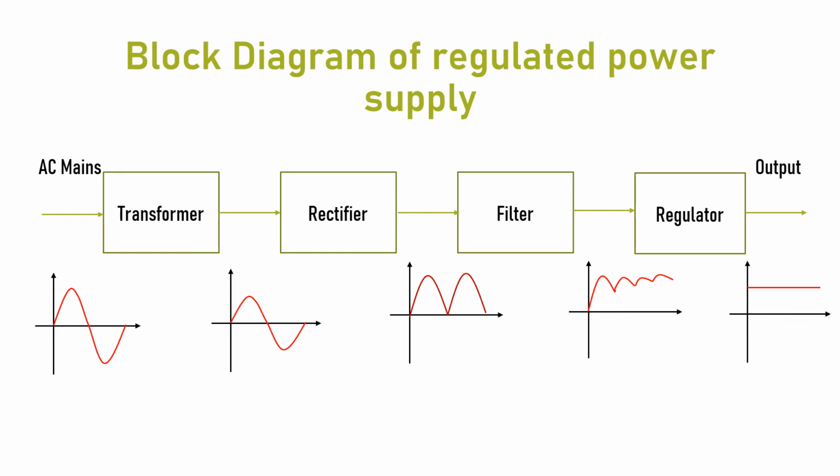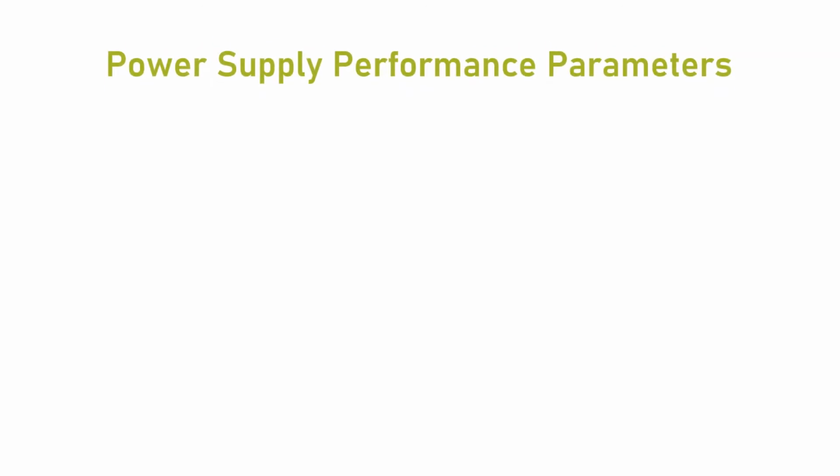We call it RPS, regulated power supply, also. Then moving to the important part, power supply performance parameters. While dealing with the regulated power supply, there are various performance parameters or factors we have to take into account so that the output voltage remains a constant value.